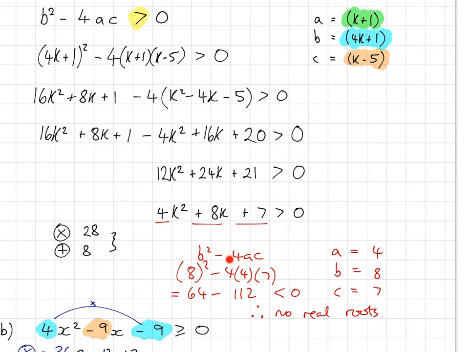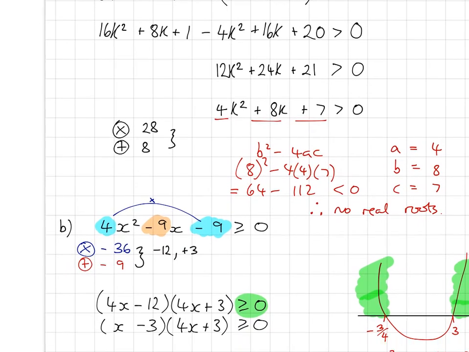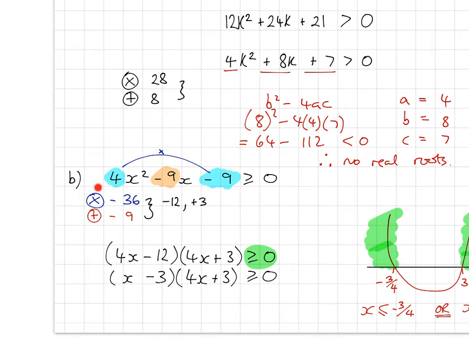And from here, I worked out that 64 minus 112, which is clearly less than 0. And if that b squared minus 4ac is less than 0, then the definition is there are no real roots. Okay. For part B, I had this fella here to cancel down. And I had to find the values where it's greater than or equal to 0.